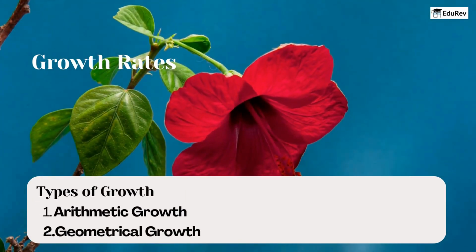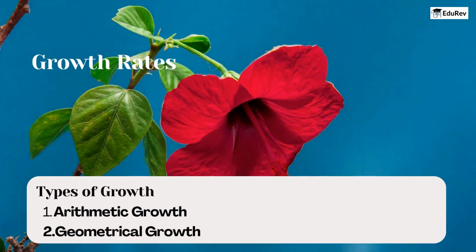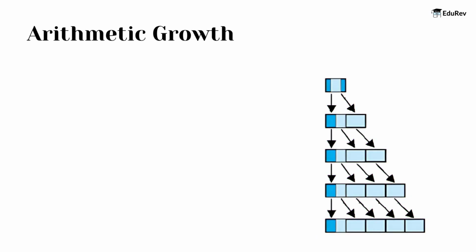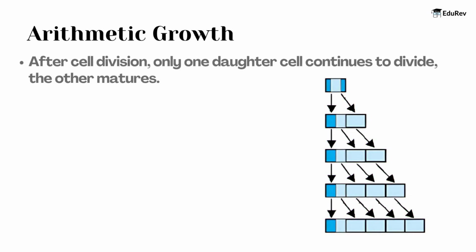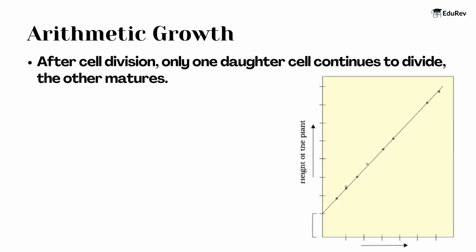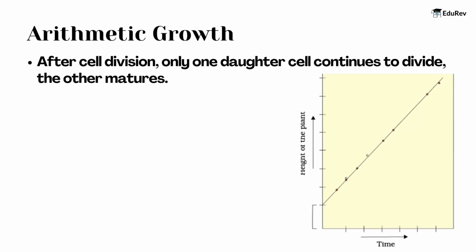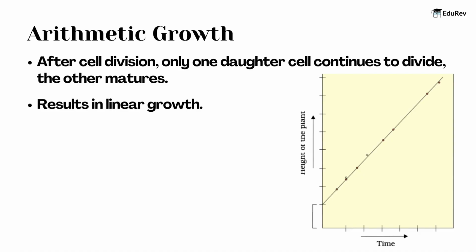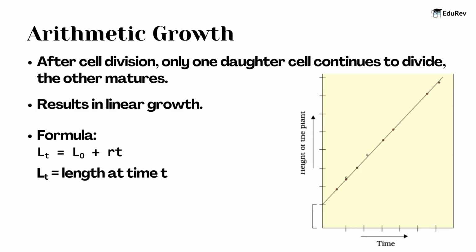There are two main types of growth based on how cells divide. First, arithmetic growth. In this type, one daughter cell continues to divide while the other matures. Because only one cell keeps dividing, the growth happens in a straight, steady line. We call this linear growth. The formula for arithmetic growth is Lt equals L0 plus rt, where Lt is the length at time t, L0 is the initial length, and r is the growth rate.